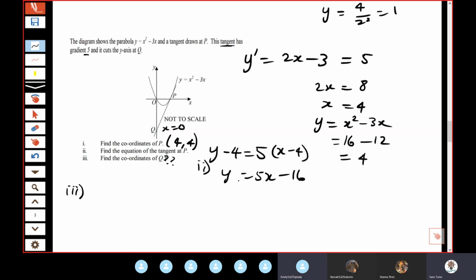Is the y value just negative 16? Yeah, right. You're just going to sub in x equals 0. Too easy. See what I mean by don't overthink it? Y equals negative 16. Therefore, Q is x is 0, y is negative 16. Done. Good job.